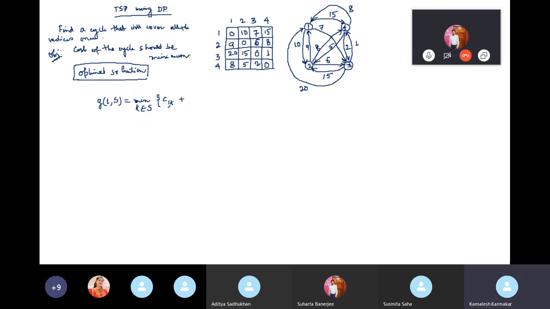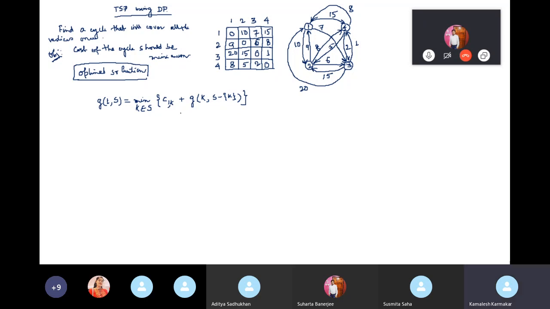Plus the cost we have to find using the same function recursively. So we use the same function recursively for the next vertex. From the remaining set, we have to start from vertex k. If we start from vertex k, the choices are basically S minus k. So from the remaining set, we have to choose.